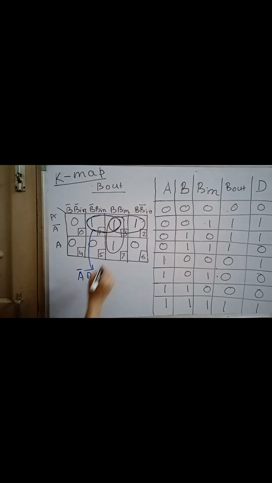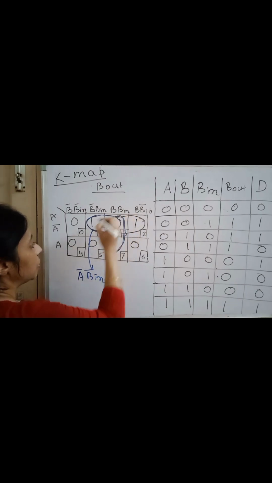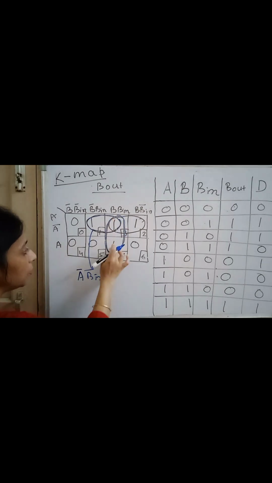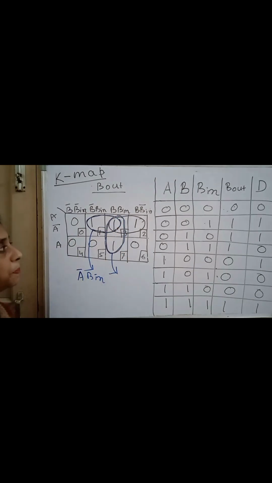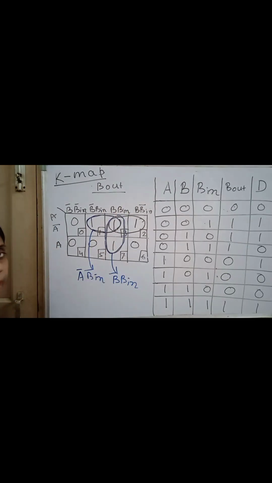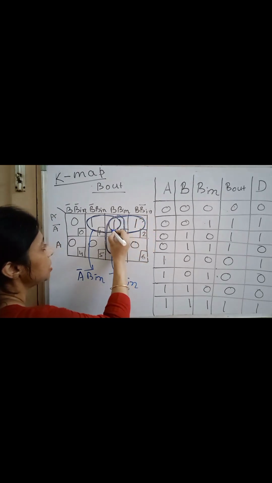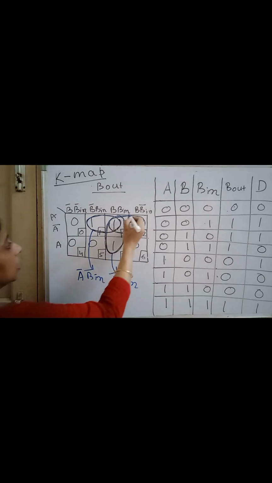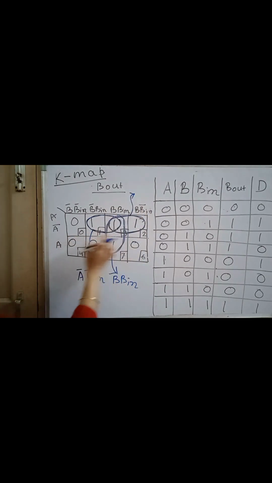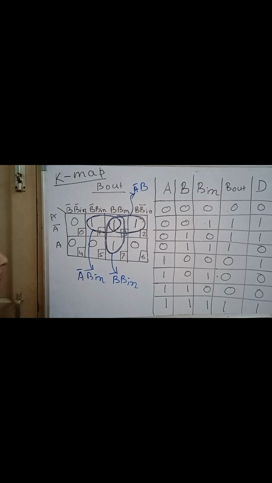Right? Now, for this group, what is common for both the members, both the ones of this group? B in. Because from rows, nothing is common. From column, B in. Right? Now see, for this group, for these 2 ones, what is common? From rows, A bar is common, from column, B is common. So, A bar B. Right?